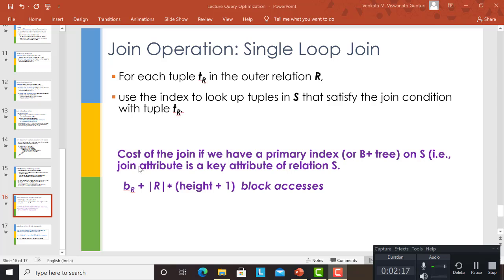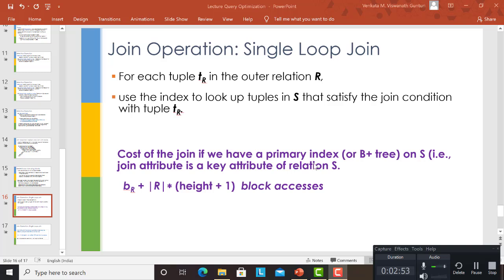Under this assumption that the join attribute is a key, no matter which tuple you pick from your relation R, that tuple will match only against one tuple from relation S. Of course, there is an implicit understanding that your join condition is an equality condition.